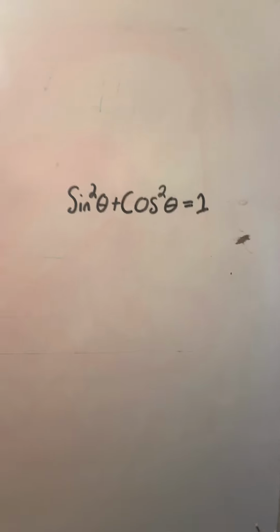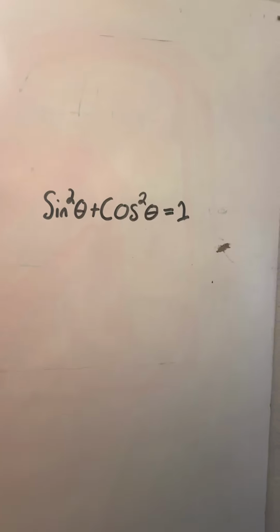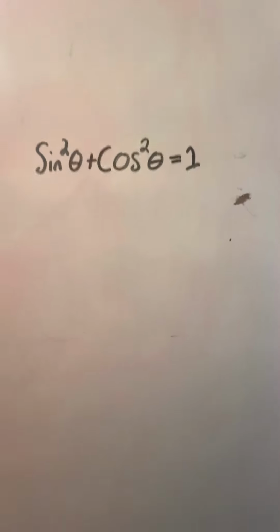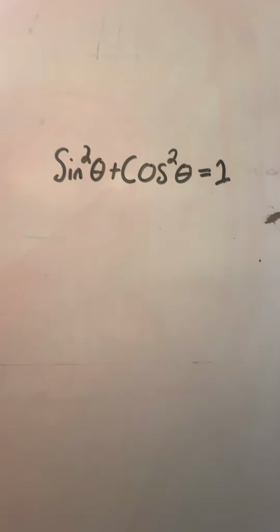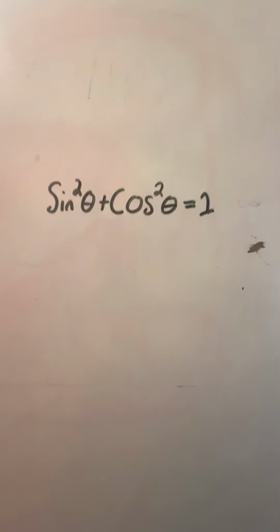So we're probably familiar with this identity. It's called the Pythagorean identity, where we have sine squared theta plus cosine squared theta equals 1. But let's prove why this is actually true, and then how we can actually manipulate this to prove other identities.